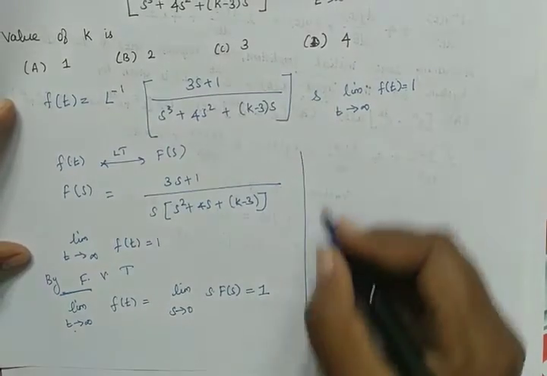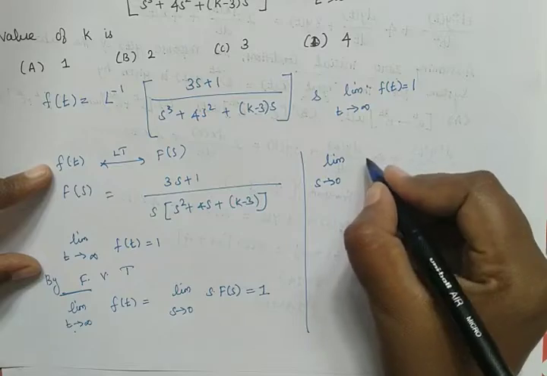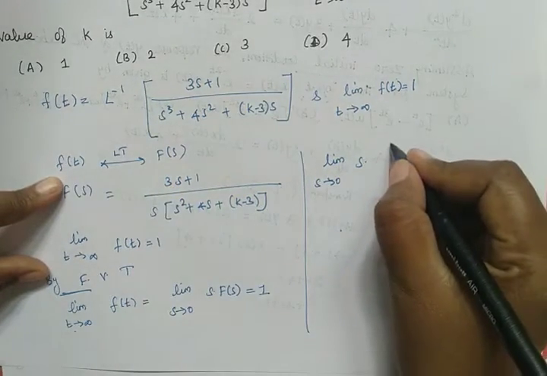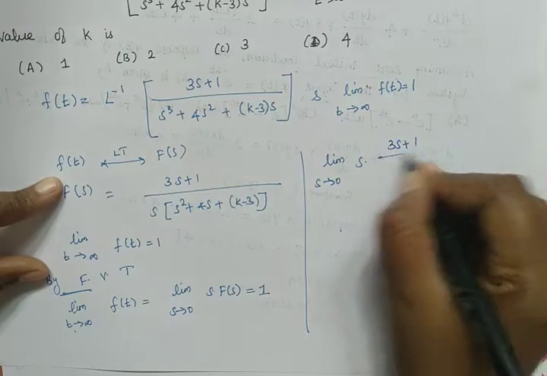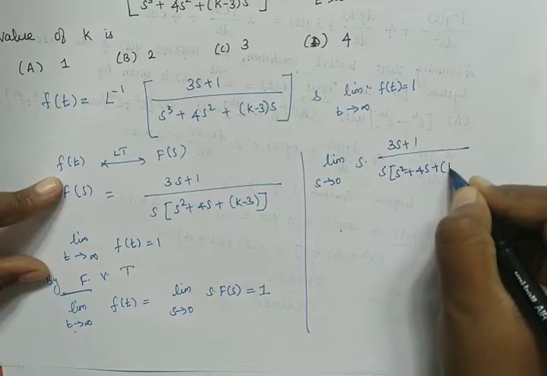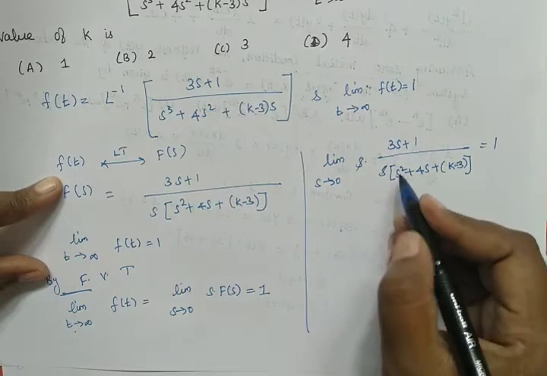So what we have to do is, here we have limit s tends to 0 of s into F of s. So we know that F of s is 3 into s plus 1 divided by s into s square plus 4s plus k minus 3, which is equal to 1. So here s cancels. So what happens here?